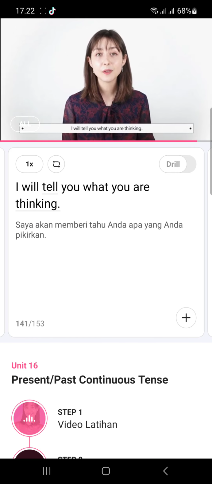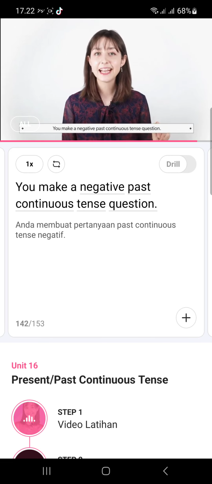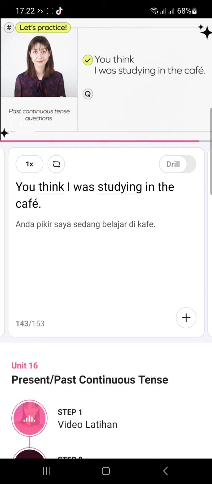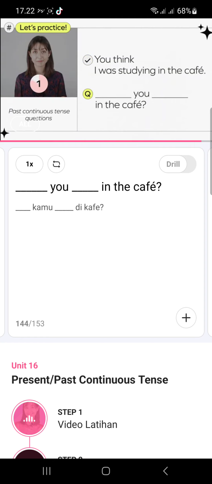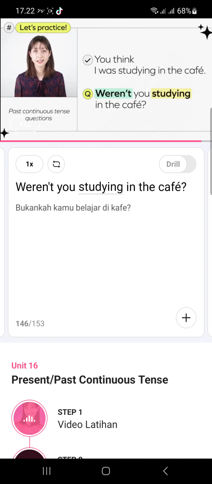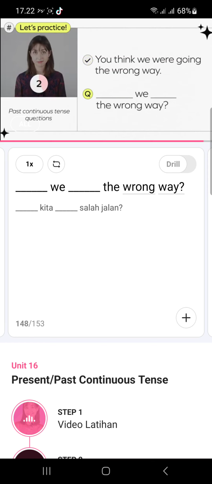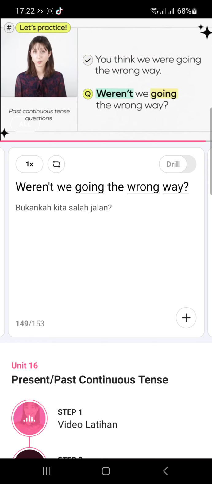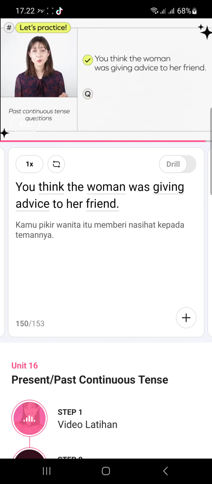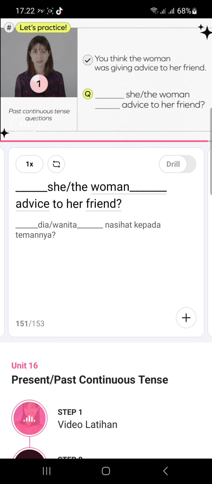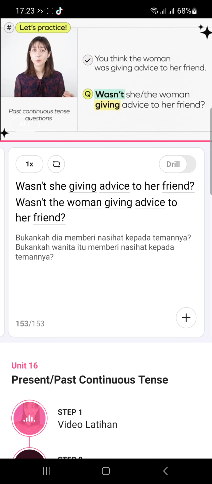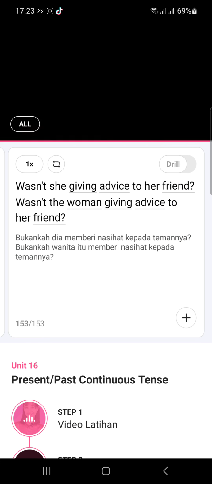Last practice. I will tell you what you are thinking. You make a negative past continuous tense question. You think I was studying in the cafe. Right. Weren't you studying in the cafe? You think we were going the wrong way. Weren't we going the wrong way? You think the woman was giving advice to her friend. Perfect. Wasn't she giving advice to her friend? Wasn't the woman giving advice to her friend?